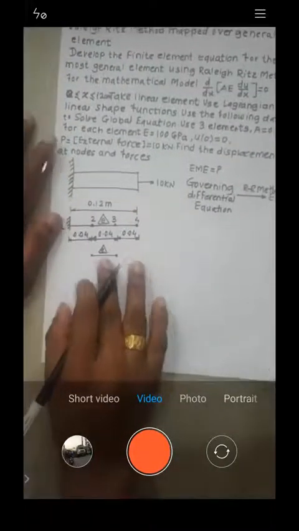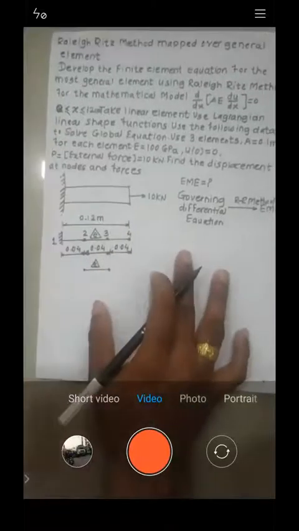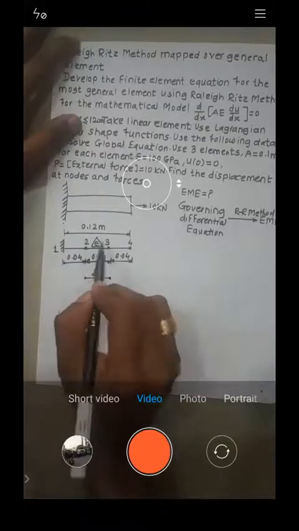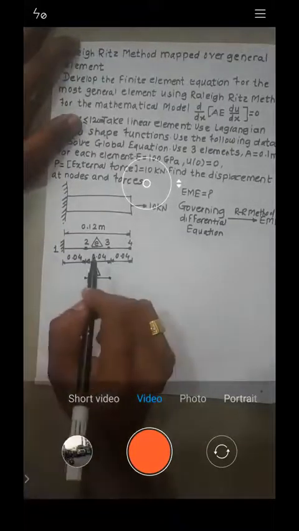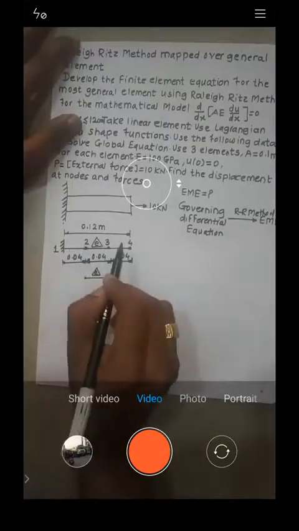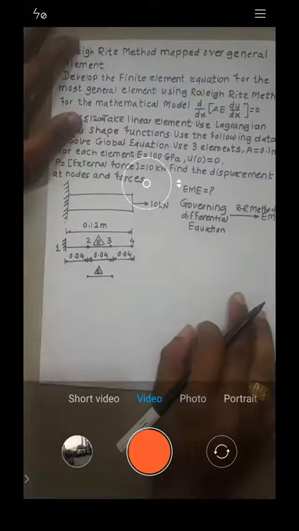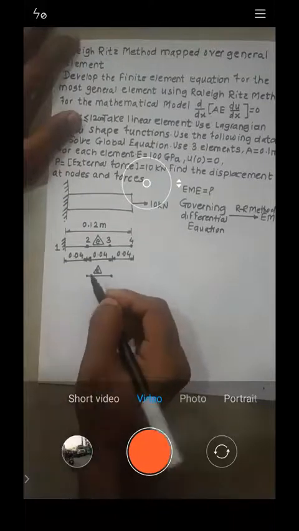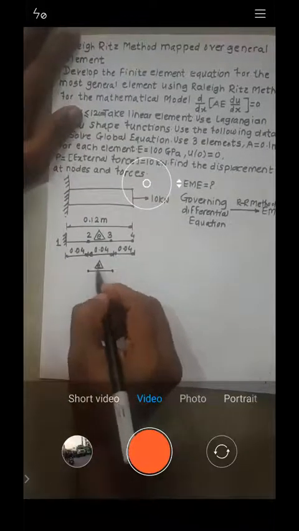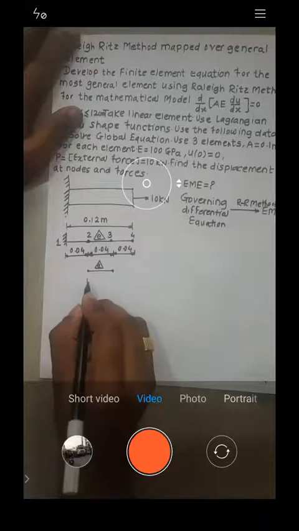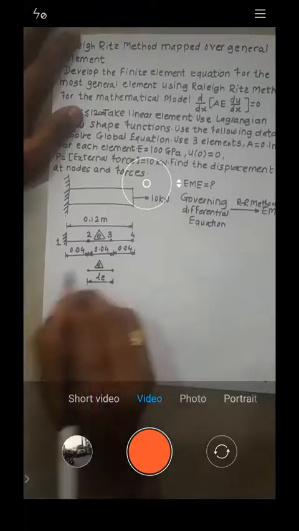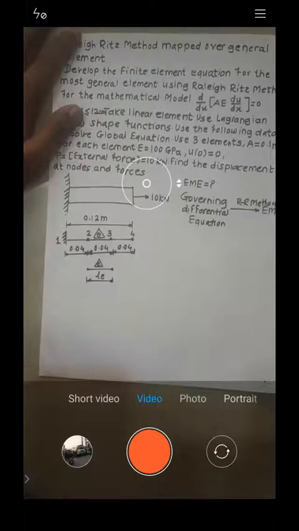Now see what I'm telling you. If you want, you can take this as an element for reference, or you can take this or this also. Because any element will have the same properties, I will call that element the most general element, E. What is the length of the element? It is LE. Is it clear?